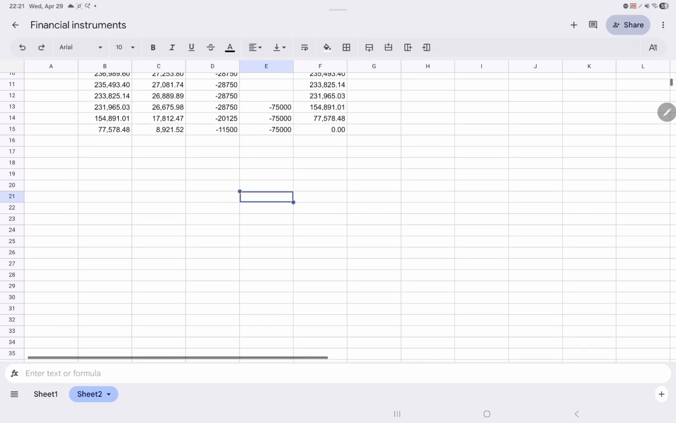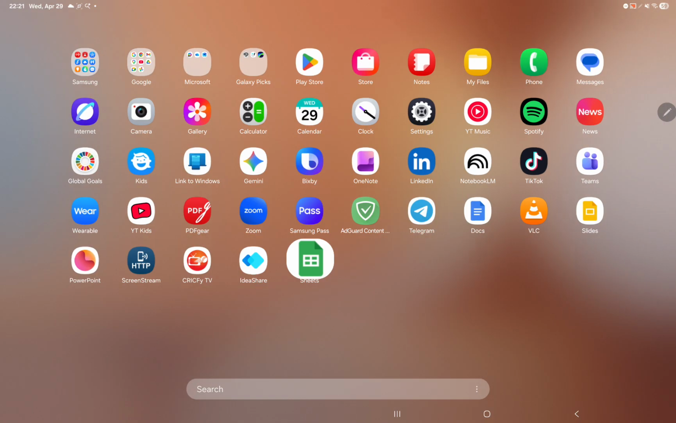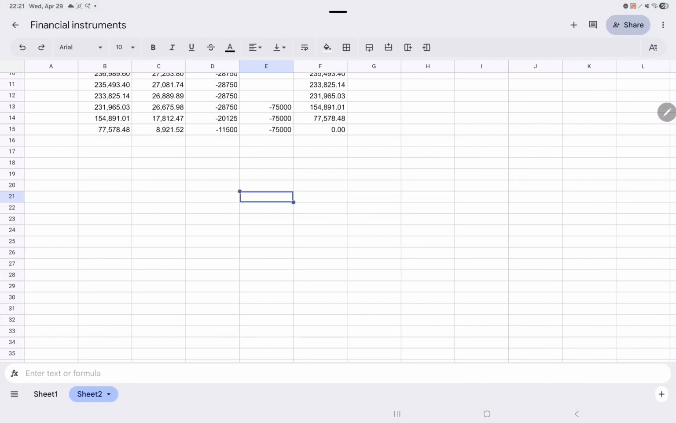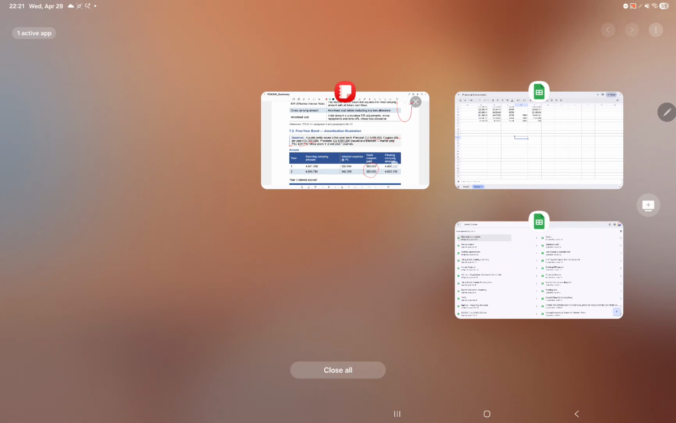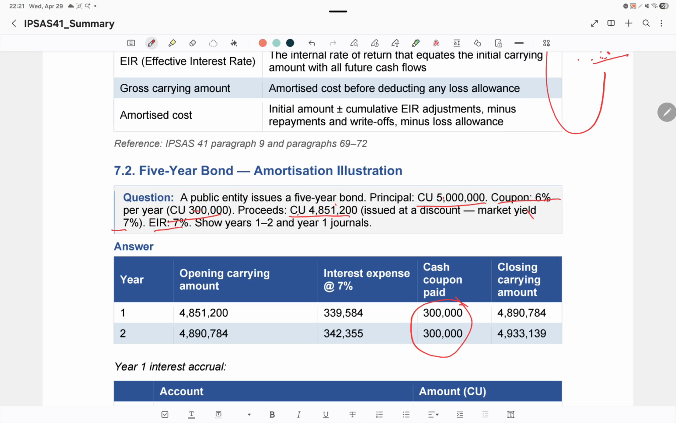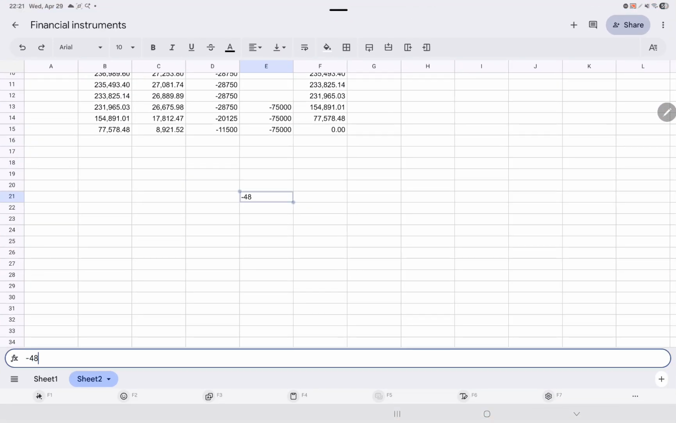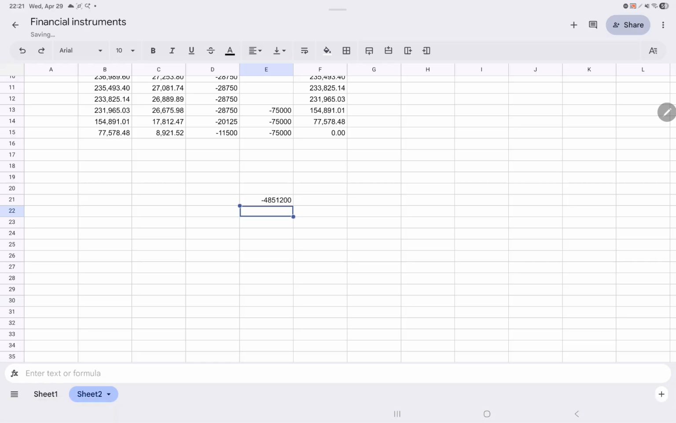Just do this. Say what you were given initially. Okay, sorry, this is the time you tell Excel sorry. So initially 4,851,200. So let me start with that one: minus 4,851,200. So you received that money. Someone has given you that money. Let us put it as negative.